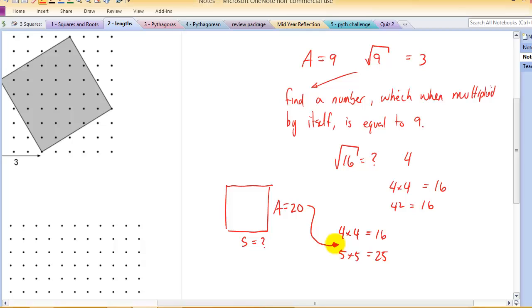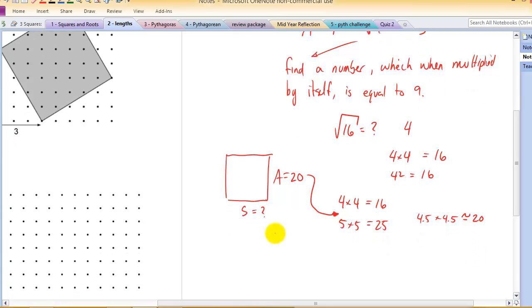We can sort of guess what that number is. It's probably going to be something like 4.5 times 4.5. It's probably something like 20. So maybe we could say that the square root of 20 is sort of equal to 4.5. But really, maybe mathematically, one of the best ways to answer this question of what is s, the length of the side, we can just say that s is equal to the square root of 20.